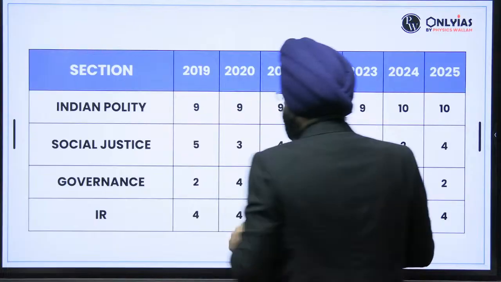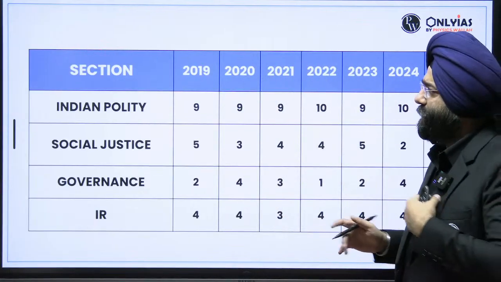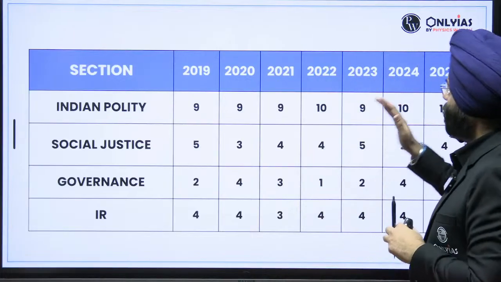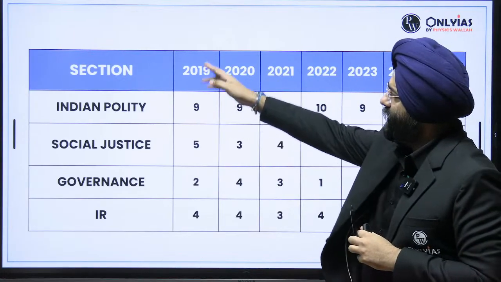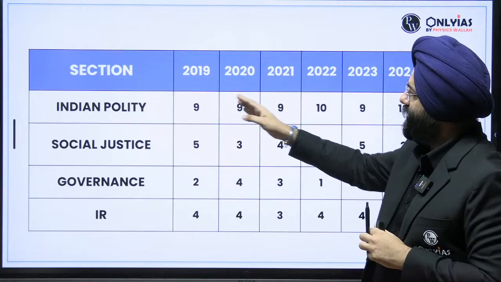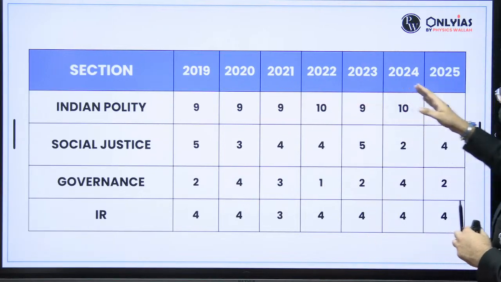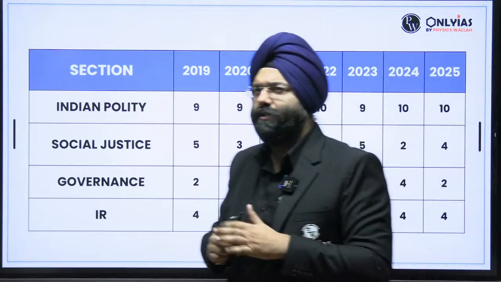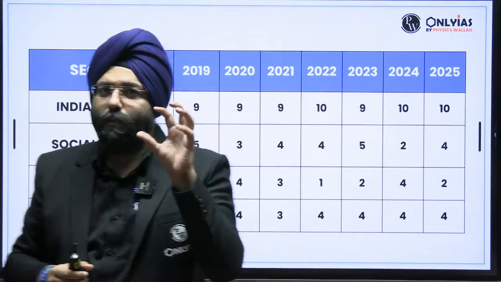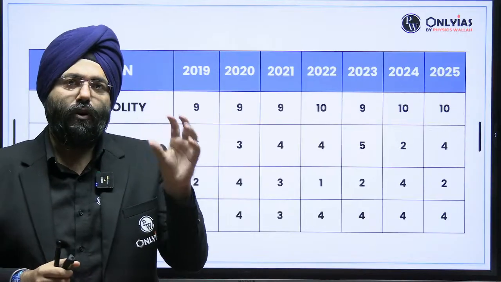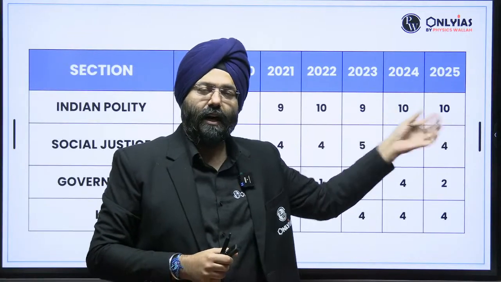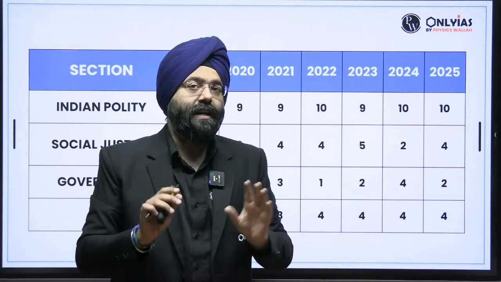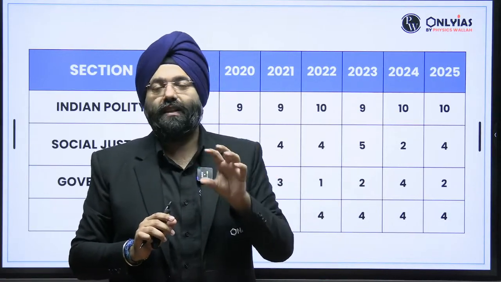In the previous years, if you realize, from Indian polity, the core polity subject, there have been a lot of questions, like 9 in 2019, 9 again. Over the time, even in 2025, you have 10 questions from Indian polity. So what do you realize from this? The core polity questions are approximately 9 to 10 every year. That helps you to analyze the weightage of what questions generally come in the mains examination.